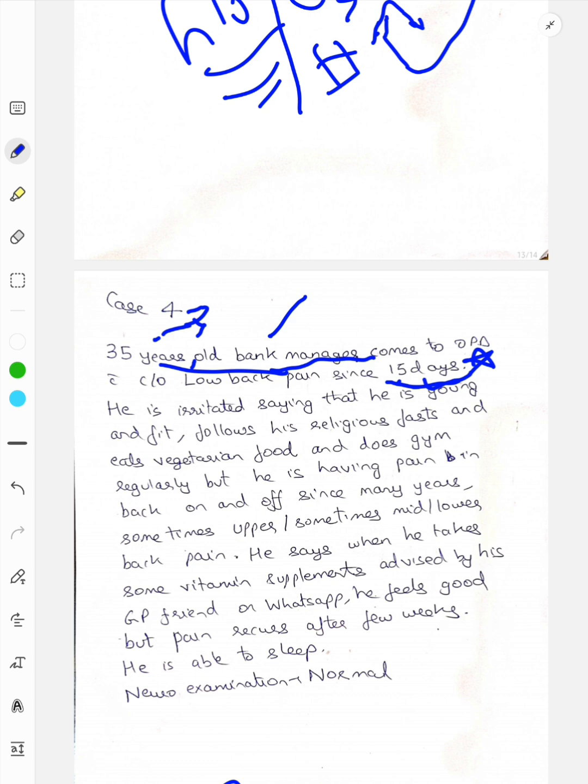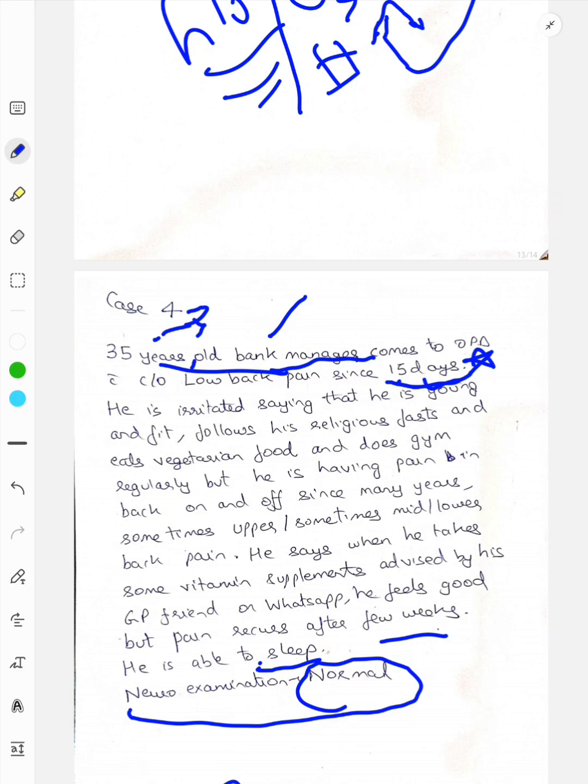But still he is having pain in the back which is on and off in nature since many years. Sometimes upper, sometimes mid, sometimes lower back pain. He also says that he had taken some vitamin supplements as advised by his general practitioner friend on WhatsApp, and he felt good. But the pain recurred after a few weeks of stopping the supplements; on taking the supplements, he was feeling better. But on asking whether he is able to sleep or whether the pain is significant, he says no, that is not that significant. He is able to sleep, and neuroexamination is essentially normal.